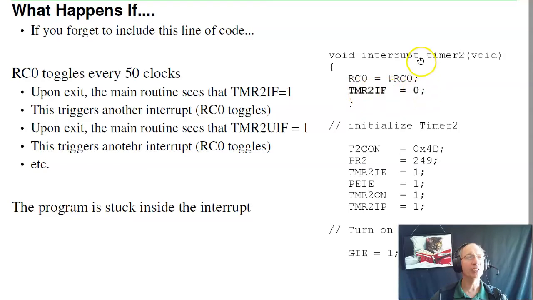what happens is as soon as I trigger the interrupt, I'll go into here, toggle RC0, exit. As soon as it exits, it says, hey, Timer 2 flag is set. Halts the main routine, calls the interrupt, toggles RC0. Comes back and says, hey, the flag is still set. Halts the main routine, jumps to the interrupt service routine, and toggles RC0. What winds up happening is RC0 is toggled every 50 clocks, the maximum rate at which the interrupts could be called. And the main routine basically shuts down. I spend all the time in the interrupt, and the main routine never has a chance to do anything.